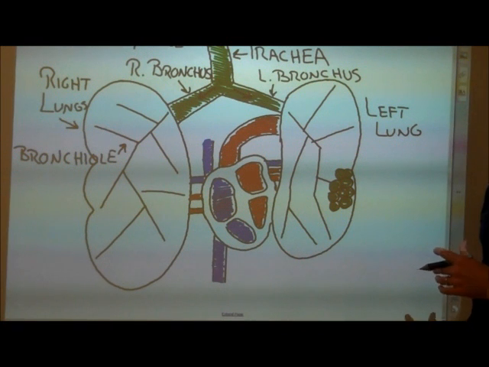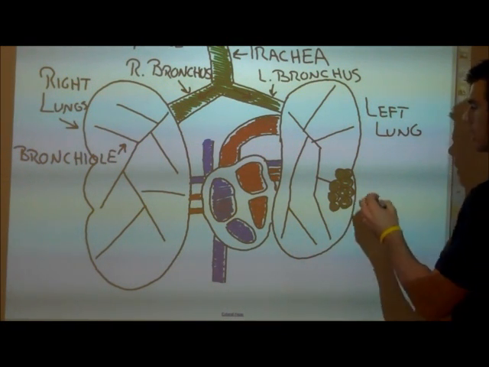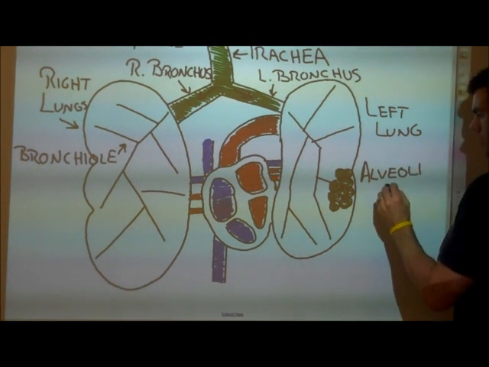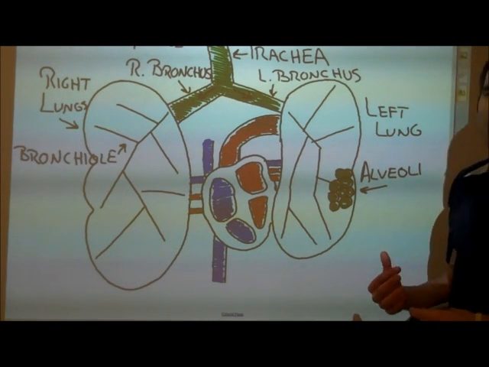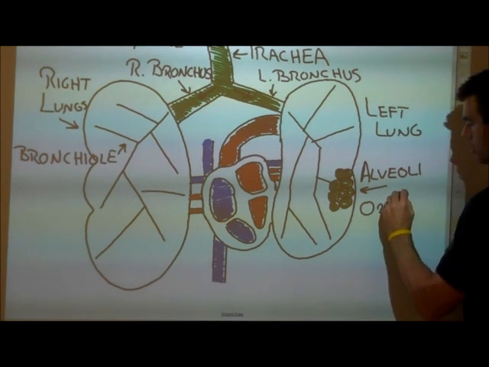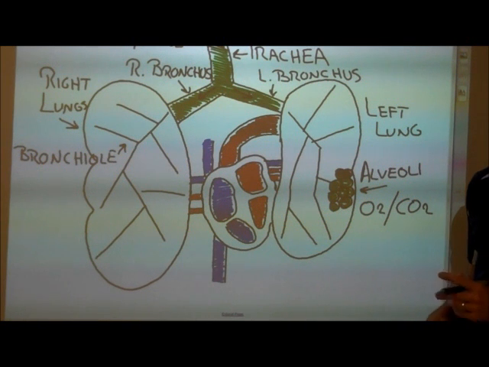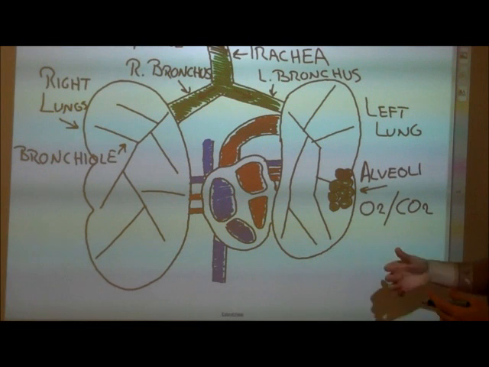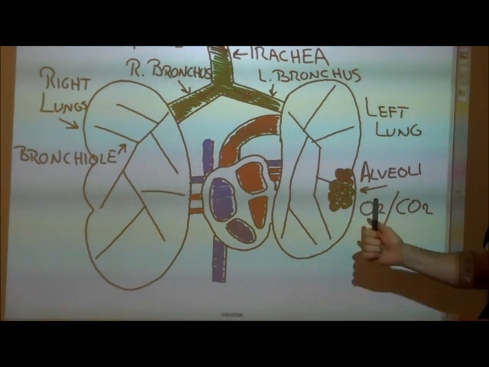As they branch down further and further, they eventually reach these little grape-looking things, which are called the alveoli. The alveoli is where the CO2 and the oxygen actually interchange with each other. So here you have your O2, oxygen, and CO2, gas exchange. So we get rid of the bad CO2, and we're bringing in the good O2, which is oxygenating the blood, which is pumped to our body. Which leads to the next part.